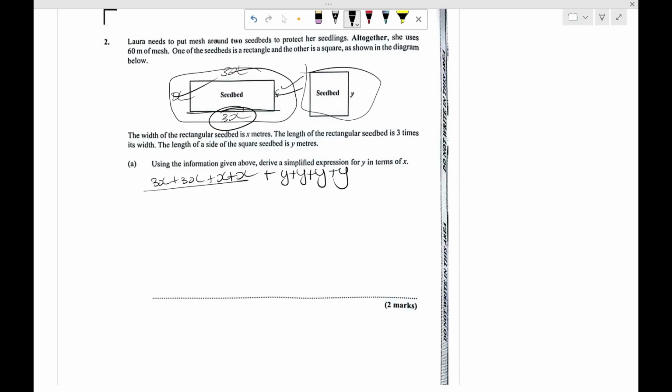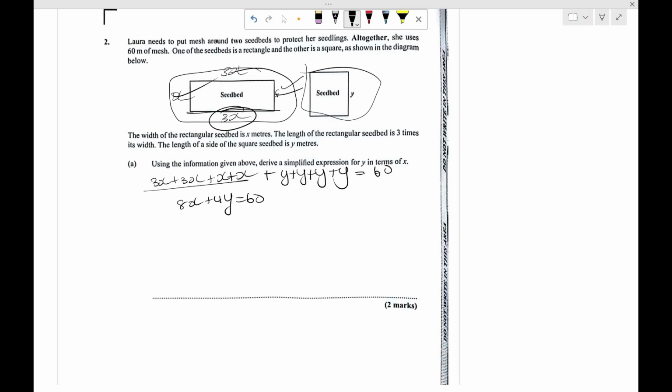Now we have to simplify. Remember, all like terms could be simplified together. Oh, let's not forget to put equals to 60. All right? So 3x, 3 plus 3 is 6. 6 plus 2 is 8. So we have 8x plus 4y is equal to 60.